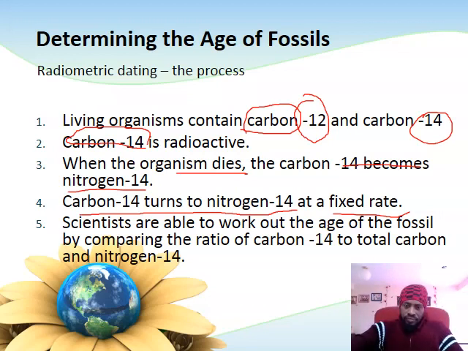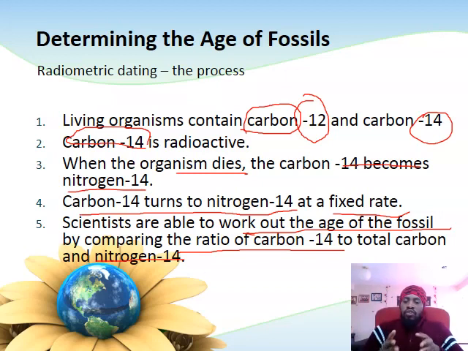So scientists can work out the age of the fossil by comparing how much carbon-14 is left compared to how much nitrogen-14 is being made. By establishing that ratio and knowing how much time it takes for a particular amount of carbon-14 to have converted into nitrogen-14, I can always work out how much time must have passed. And that will give us the time, the age of that fossil.